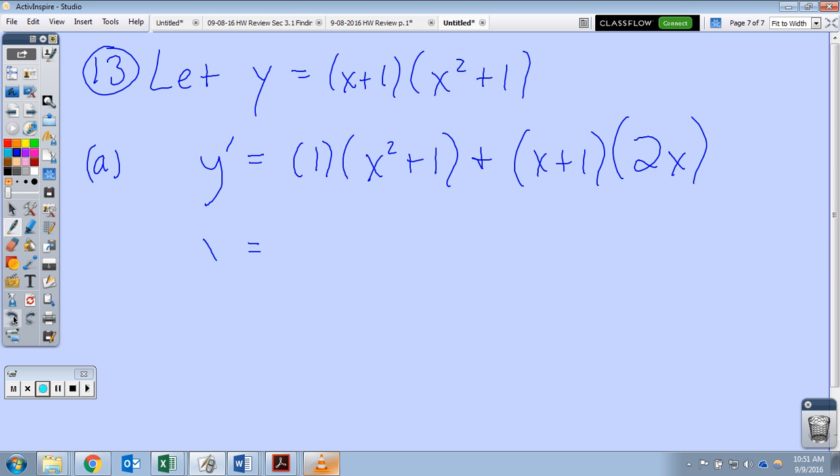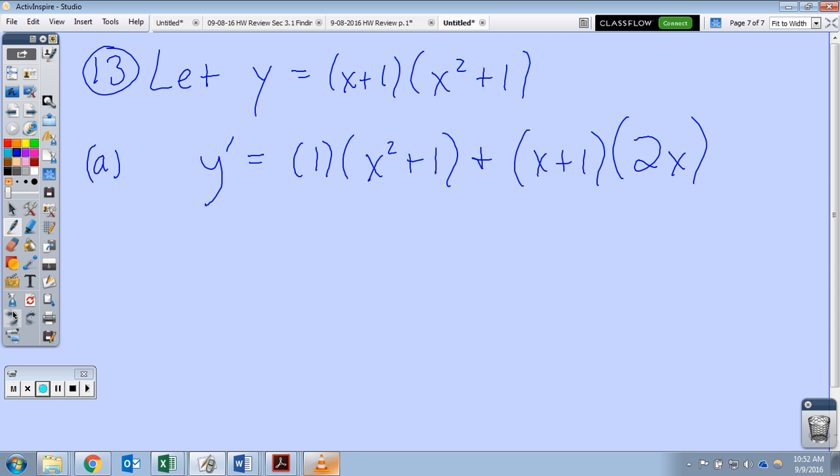Wait, why did you do 1 times that? So y prime is equal to, if I do the product rule as it states, derivative of the first factor, which is 1, leave this guy alone, plus leave the first factor alone times the derivative of the second factor. That's product rule, and that's from yesterday's lesson, the shortcuts. And from here, I'm not going to go any further because you should be comfortable simplifying that.